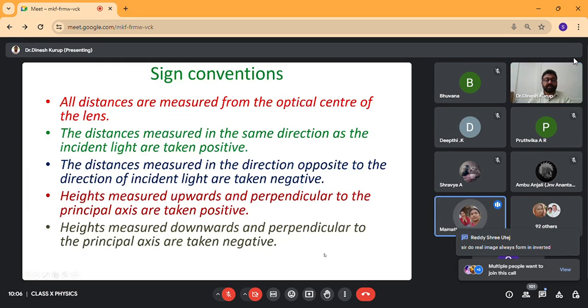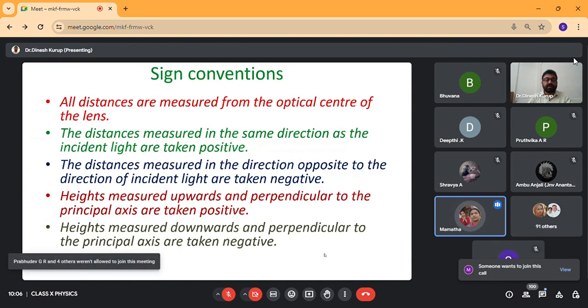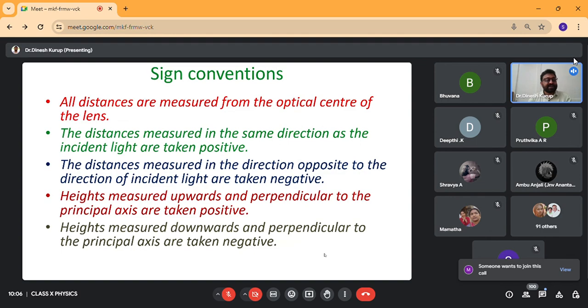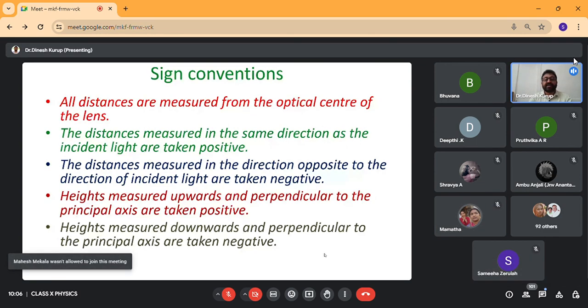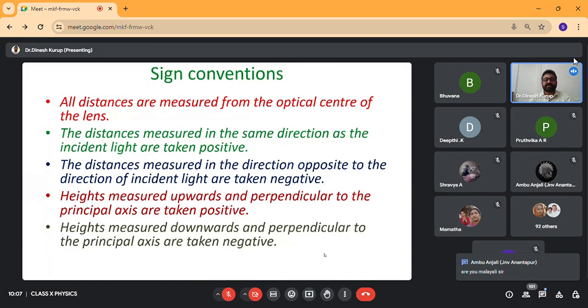Clear? Yes, sir. Thank you, sir. Okay, fine. Parallel lines never intersect, but when the object is placed at focus, the parallel rays go and the image forms at infinity. How does it form? Parallel rays never intersect, but we assume that they intersect at infinity. We cannot go to infinity and check whether the real image is there or not. It is only a hypothetical idea.